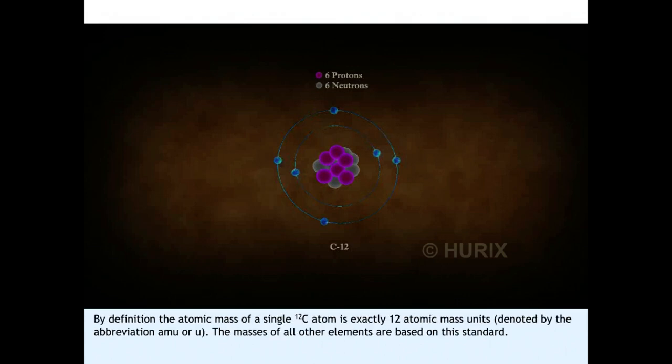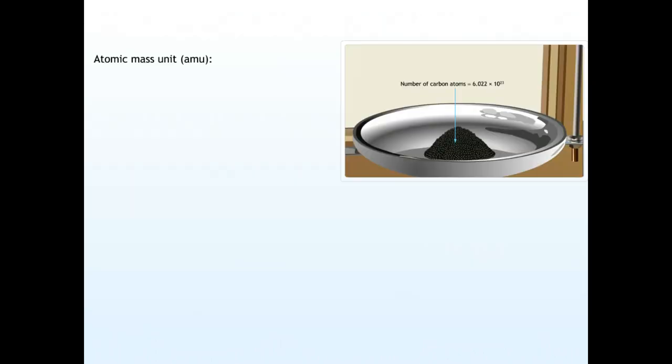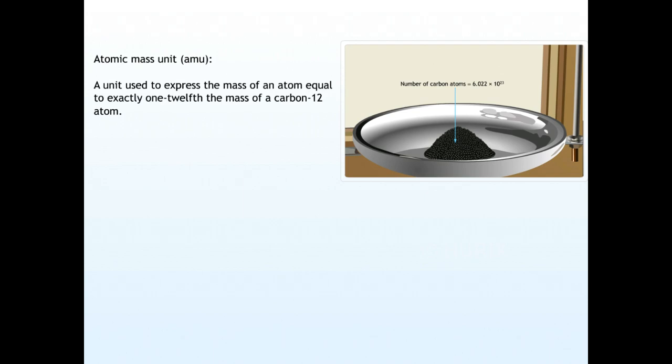By definition, the atomic mass of a single 12C atom is exactly 12 atomic mass units, denoted by the abbreviation AMU or u. The masses of all other elements are based on this standard. Atomic mass unit: a unit used to express the mass of an atom, equal to exactly 1/12 the mass of a carbon-12 atom. Today, AMU has been replaced by u, which is known as unified mass.